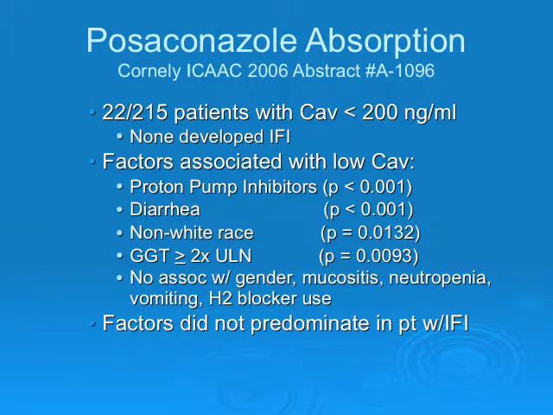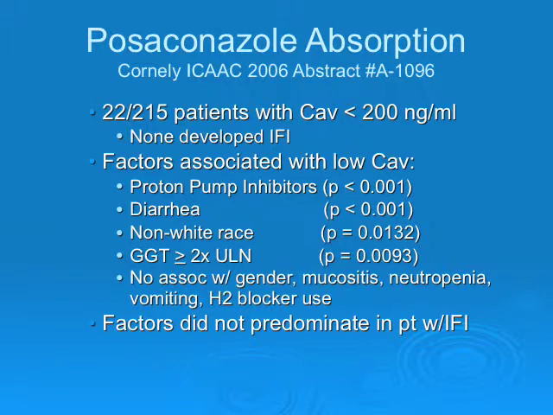Now, how important is this? Well, for prophylaxis, it may not be all that important, and that's what the manufacturer will state. In their clinical trial in the AML MDS patients with prolonged neutropenia, a tenth of their patients had an average concentration of less than 200 nanograms per ml, and none of these patients developed invasive fungal infection. So they'll state that this doesn't really matter.